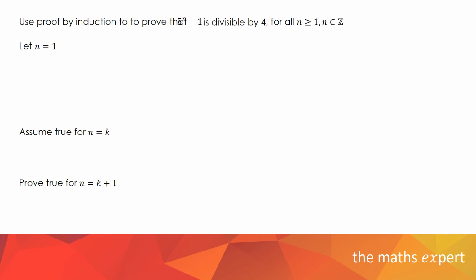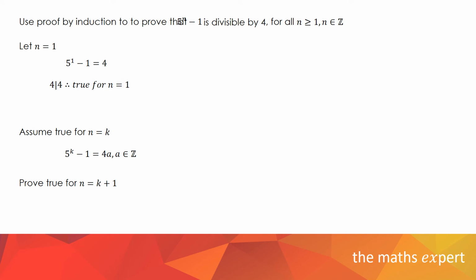The next question looks at proving an expression is divisible by 4. We can alternatively look at it as proving that the expression is a multiple of 4. Firstly, there is no left-hand side or right-hand side, but we can substitute 1 into our expression to prove that it is true for n equals 1. The assumption is that when n equals k, 5 to the power of k minus 1 is a multiple of 4, and therefore equal to 4a for some integer a.